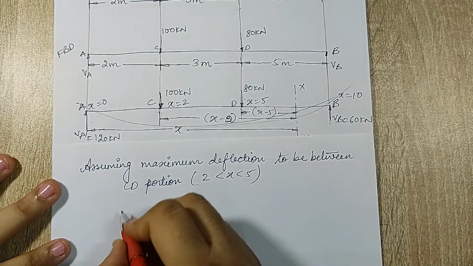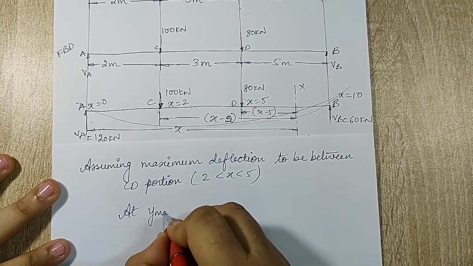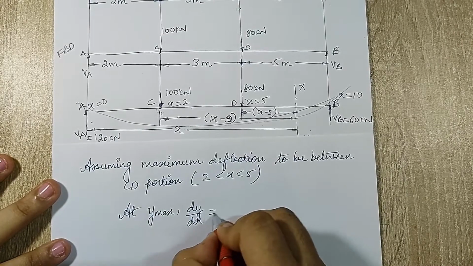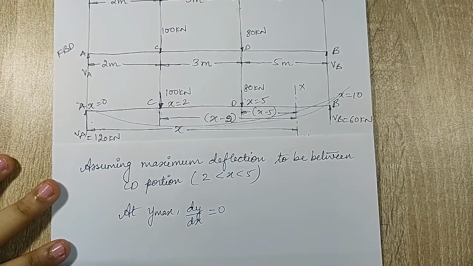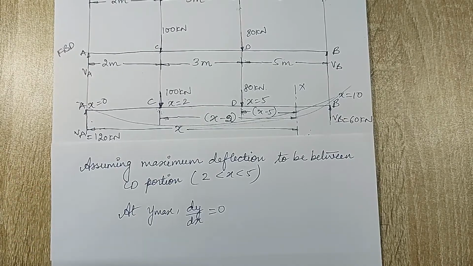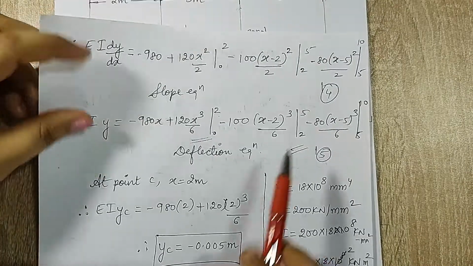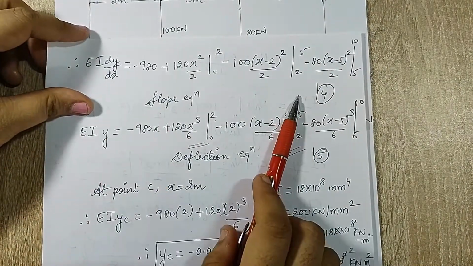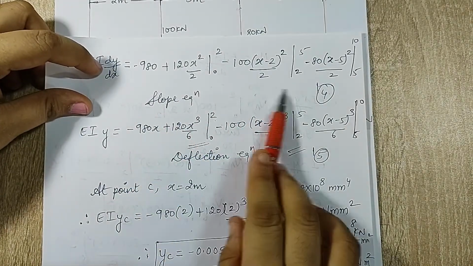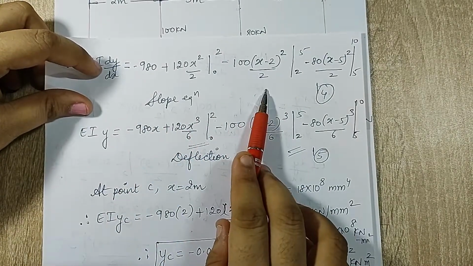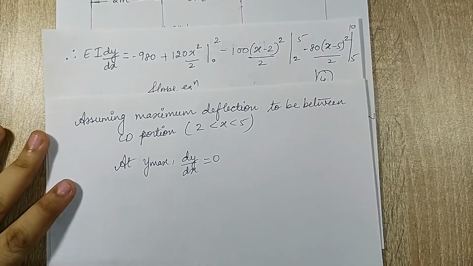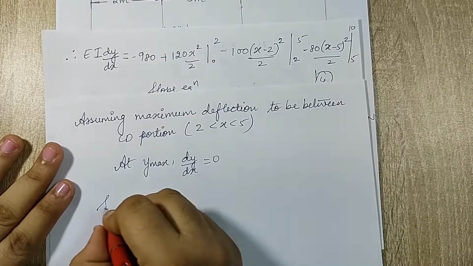Now you have to understand that at maximum value of deflection, your slope on the beam is always going to be 0. This is pure mathematics. So now I am going to use my fourth equation which I had obtained. If you remember, this is my fourth equation. In this equation I am going to substitute dy by dx is equal to 0, so I can calculate the value of x at which my y is going to be maximum. So let's substitute.